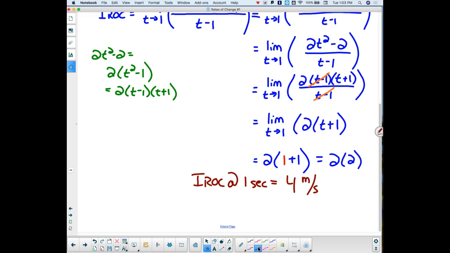Is that how it's supposed to be notated, IROC at 1 second? It's an answer blank, I'm okay with it. Okay.